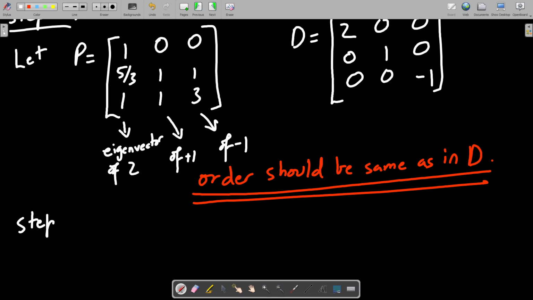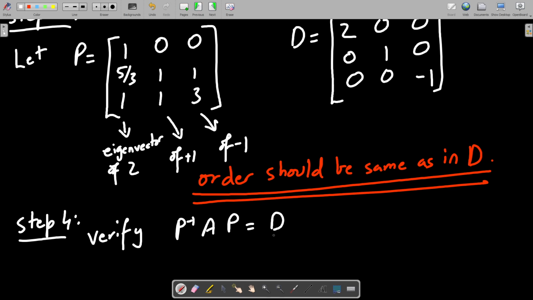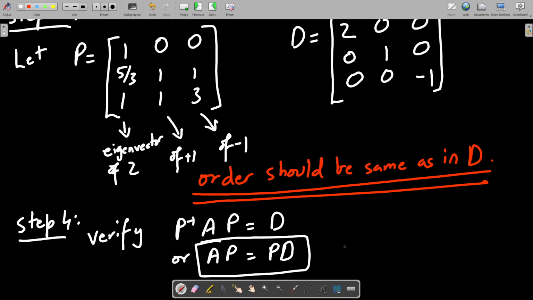Step 4, verify. For the exams, you don't have to do this. P inverse AP is equal to D. Or instead of doing that complicated thing, an easier way will be AP equal to PD. No need to find the inverse of P. Directly do AP is equal to PD and see whether the RHS is equal to the LHS. This you will verify at home. This is not important now. For exams, you don't have to do this. So we'll do the next problem and then we'll stop.